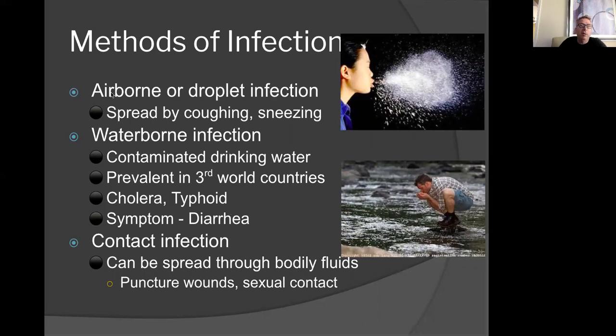Airborne, which is what we talk about with COVID, is airborne or droplet infection spread by coughing and sneezing. If you've ever seen that Mythbusters episode about the cough and the sneezing, it's pretty eye-opening, I'd say. Contact infection is usually a little bit harder because you do need to be in close contact with the person who has the infection, usually through sexual contact, bodily fluids, or puncture wounds. That would be common. There are some health workers who, when they get stuck with a needle, can get infected with certain diseases.